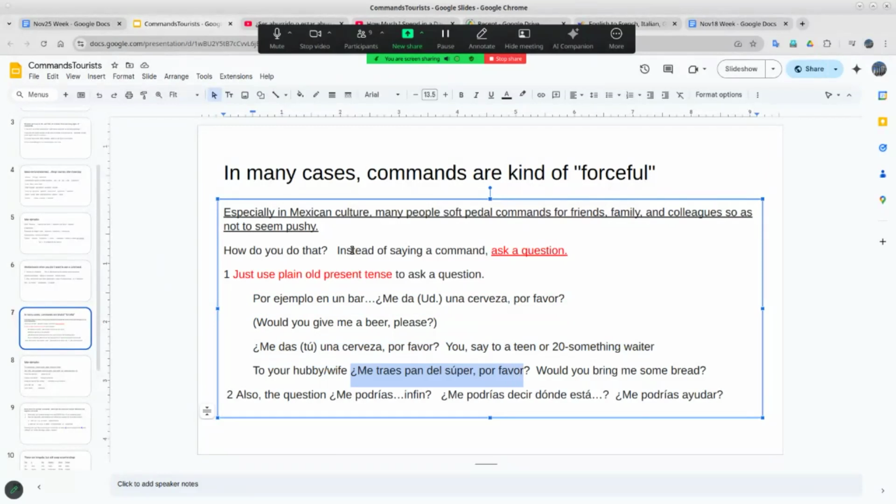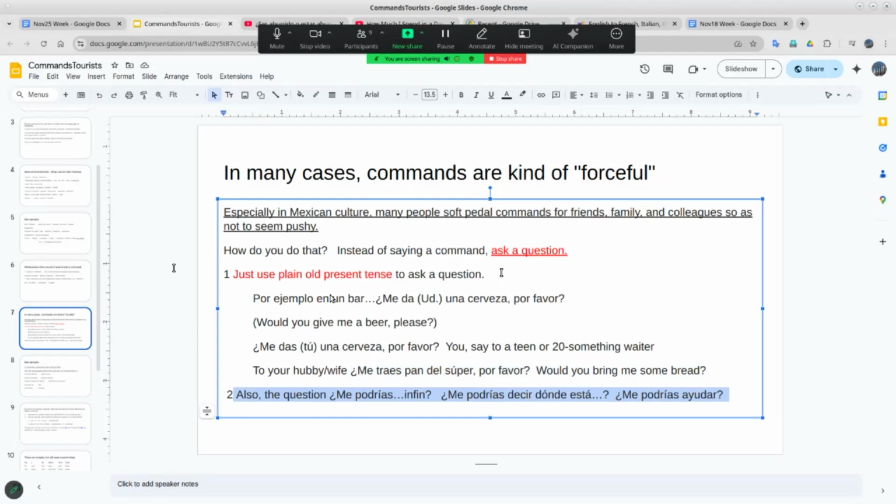Me traes pan del súper. Would you bring me some bread from the store? This is seen with your husband or wife as being the nicer way, rather than saying, hey, get some bread, because you're going to be at the store. Bring some of this home. Bring home some veggies, bring home some fruit, bring home some milk, whatever it might be. Me traes. Okay, so that happened.